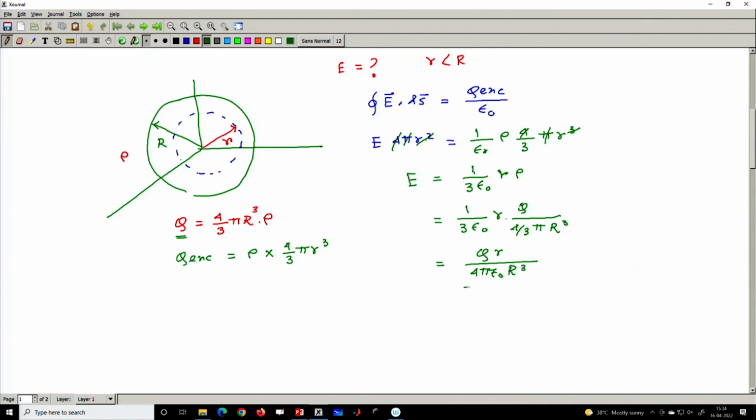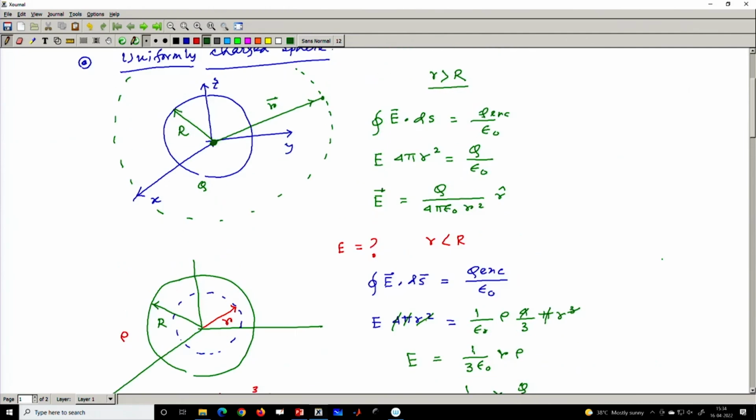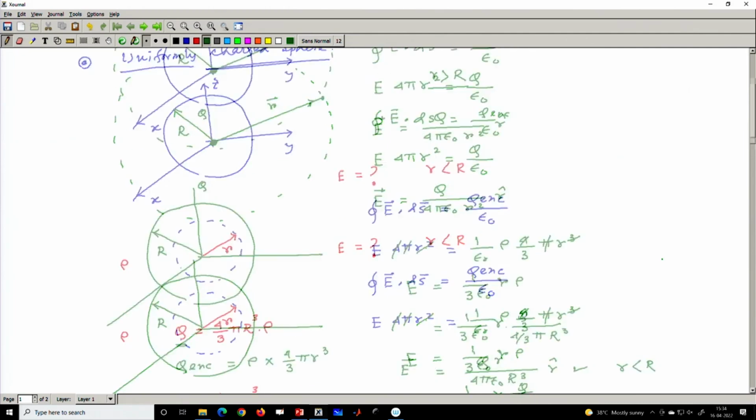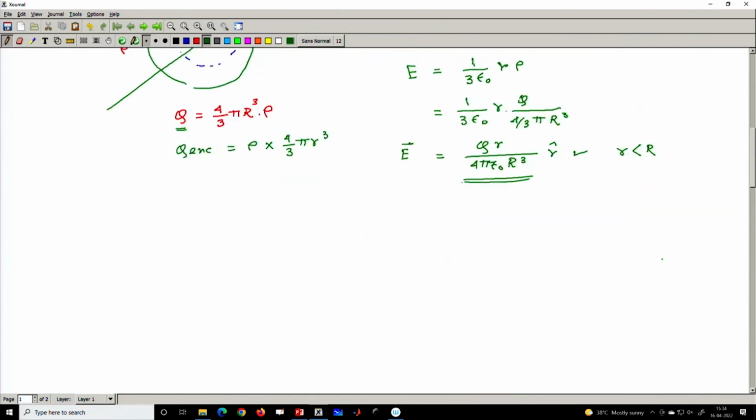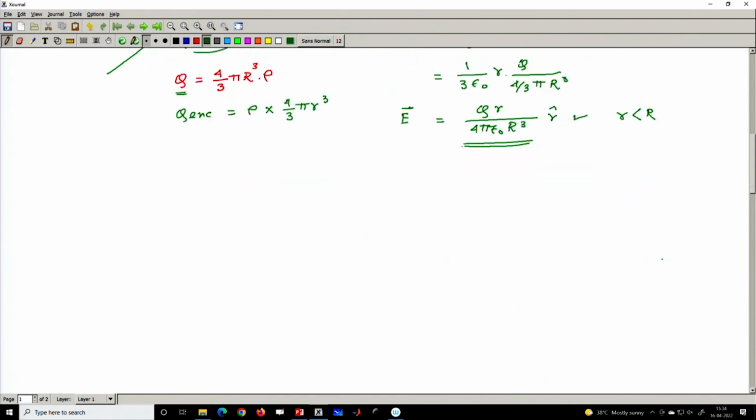So that is the value of the electric field, and if I write it in terms of vector, then that should be the field when r is less than R. So that means on the outside it varies as a function of 1 by r square, but on the inside it varies linearly as a function of r.